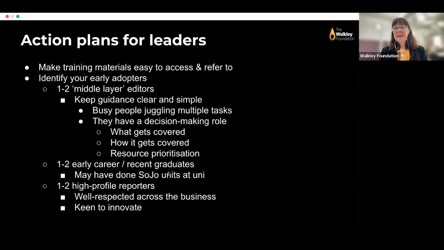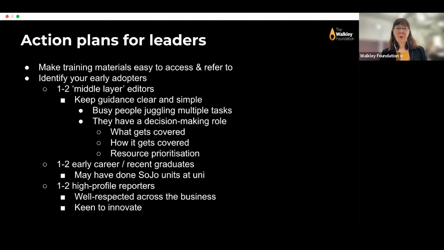If you're a leader, I was thinking about what are the points we've taken away from the overseas case studies, and the case studies that we've got here in Australia. First of all, make training materials easy to access and refer to. If you've had some training, book it. If you haven't, book it. But once you've got it, just make it easy for people to find. That means also building it into your onboarding, for example.